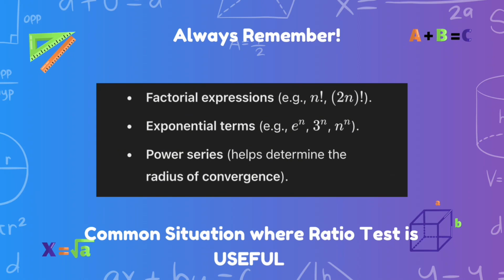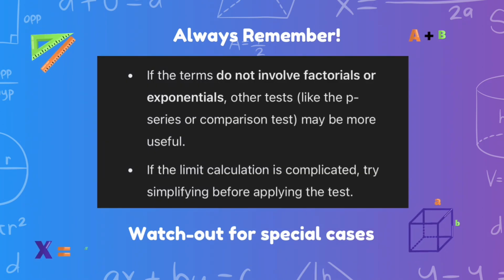Third is the common situation where the ratio test is useful: factorial expressions, exponential terms, or power series. Last but not least, watch out for special cases. If the terms do not involve factorials or exponentials, other tests like the p-series or comparison test may be more useful. If the limit calculation is complicated, try simplifying before applying the test.